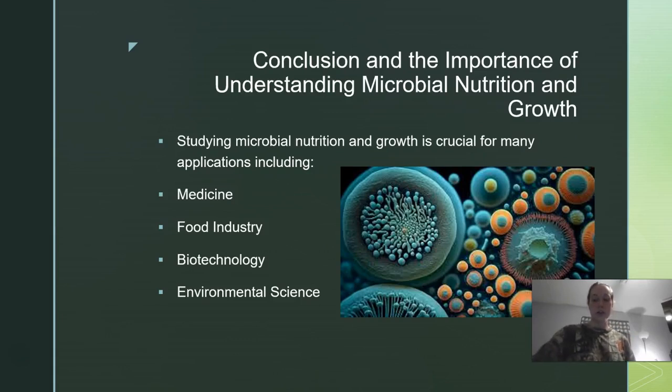So in conclusion, microbial nutrition and growth are fundamental concepts in microbiology that impact various aspects of life, from health to industry. They require specific nutrients to survive, and their growth is influenced by environmental conditions, like we talked about, like the pH, the temperature, the salinity, all that good stuff. By studying this, we can better control harmful microbes while harnessing beneficial ones for science and medicine.